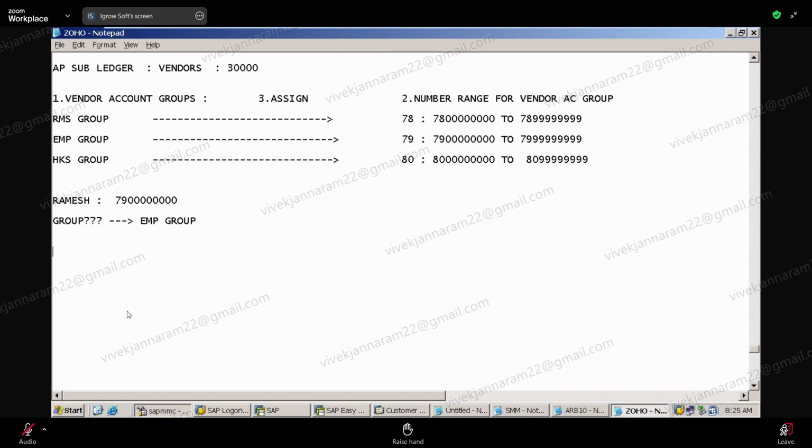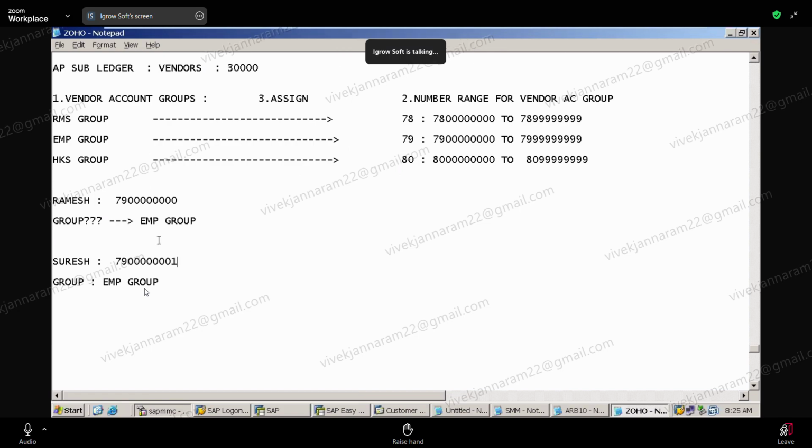Now, one more employee joined. His name is Suresh. Suresh is also an employee. Which group is it? EMP group. What number will Suresh get now? 79,001. Clear? Got it?